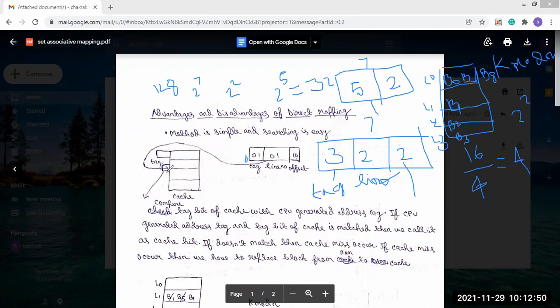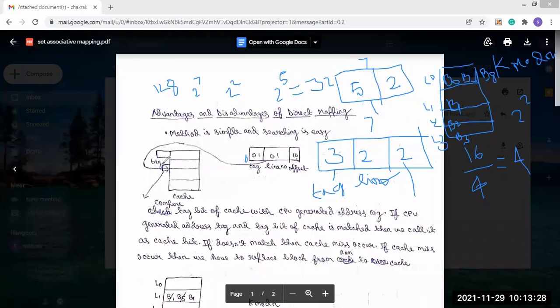And if the CPU-generated address tag and the tag bit of the cache are matched, let's say these two tag bits are matched, that means the block the CPU requires is present in our cache. If these are matched, then the block the CPU wants is present at that particular moment in our cache. Then we can say that a cache hit occurred.